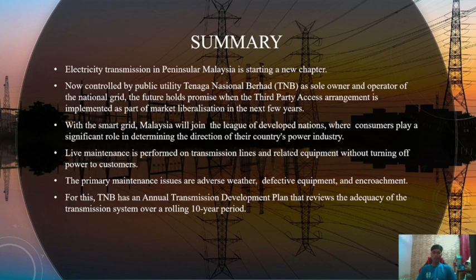Live maintenance is performed on transmission lines and related equipment without turning off power to customers. The primary maintenance issues are adverse weather, defective equipment, and encroachment. For this, TMB has an annual transmission development plan that reviews the adequacy of the transmission system over a rolling 10-year period. So that's all from me.